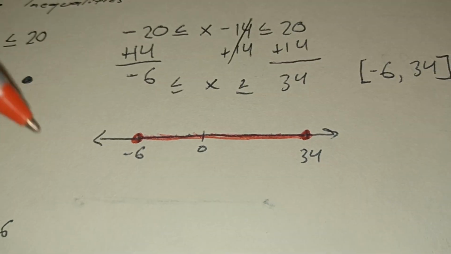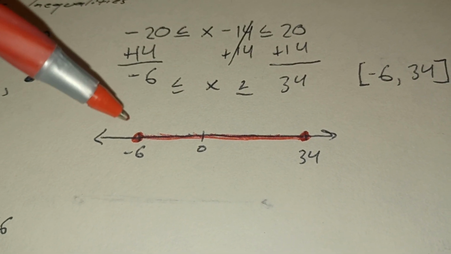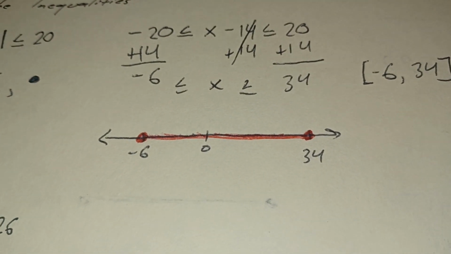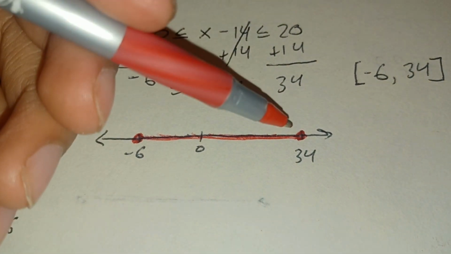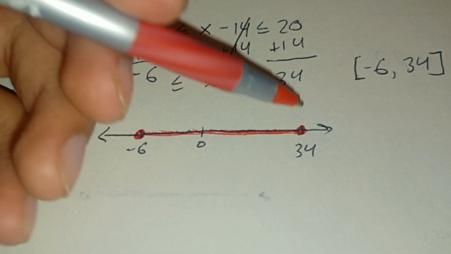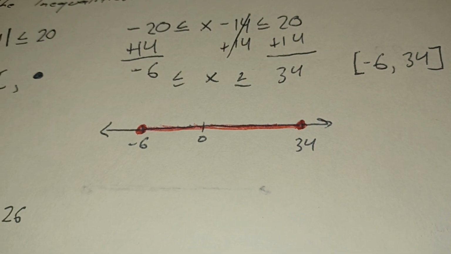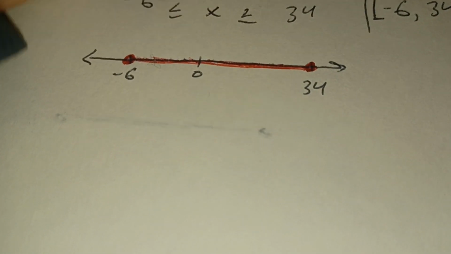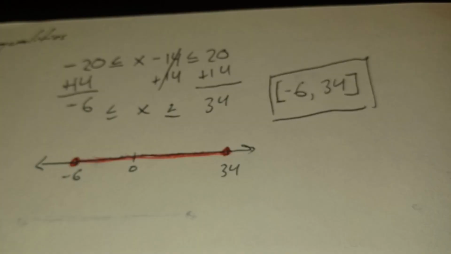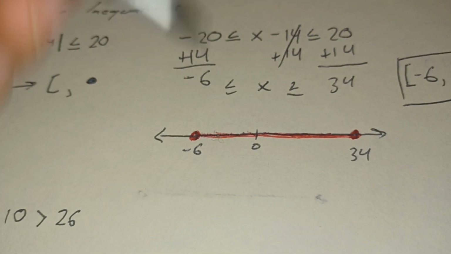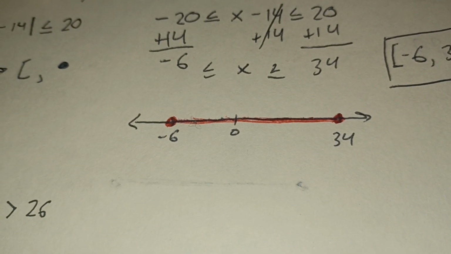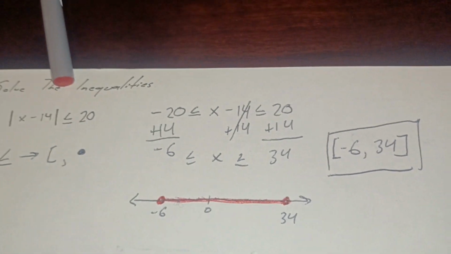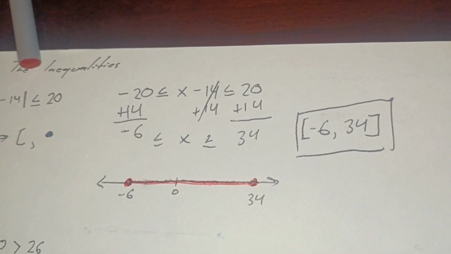Again, x can equal negative 6. It's included in the endpoint. That's why it's a closed circle, and it also can equal 34. It's also included in the endpoint. That's why it's a closed circle. So this is how you are going to write it in this notation, and this is how you are going to graph it. So that is how you basically solve this inequality.